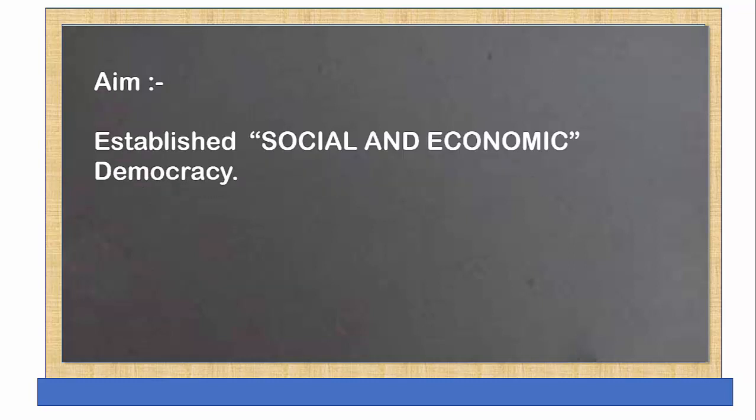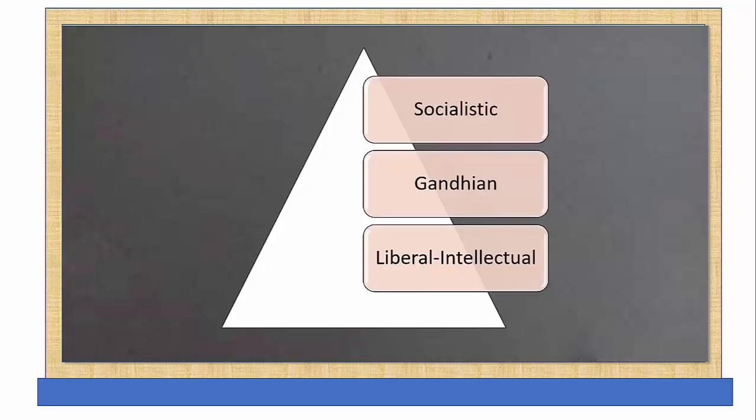Got it? Again, I have told you earlier the significance and importance of the DPSP. Its aim is to establish not only political but also social and economic democracy, where the three kinds of justice are provided to every citizen of the country. Okay, got it? So before coming to the next article, from Article 38 onward, you should know that we can divide these articles into three ideologies basically. First is the socialistic ideology, or principle, second is the Gandhian, and the third is the liberal-intellectual.